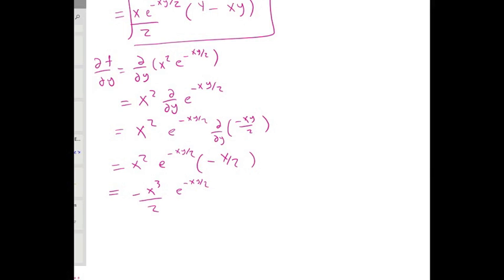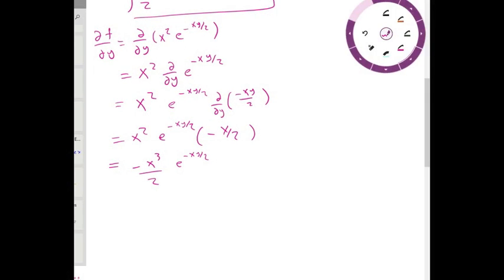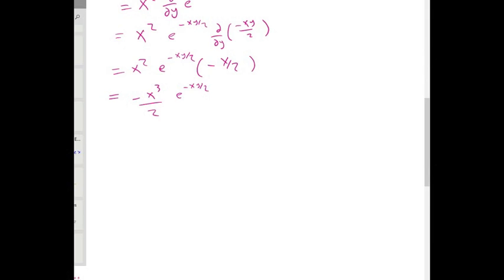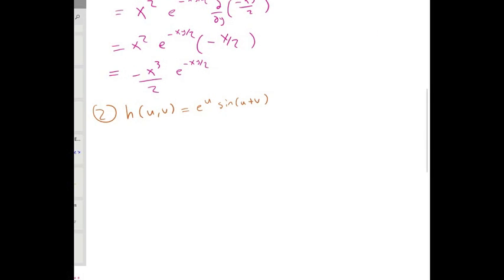Okay, and now moving on to our next example, we have h of u and v, so we don't always need x and y, we can use different letters. Equals e to the u sine of u plus v, and we're told to find hu of 1, negative 1. So we're just finding one partial derivative here, and we're evaluating it at the point 1, negative 1.